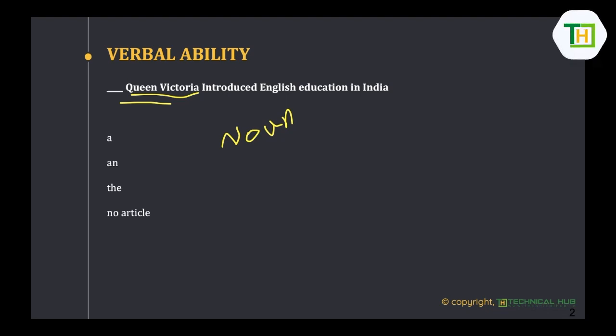But here you can use an article because her adjective is also mentioned. It is the Queen Victoria. That means the particular person we are talking about. It is the Queen Victoria who introduced English education in India. That's the right answer.